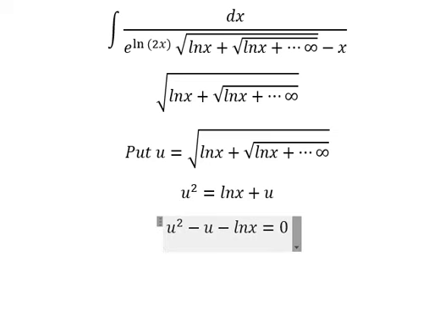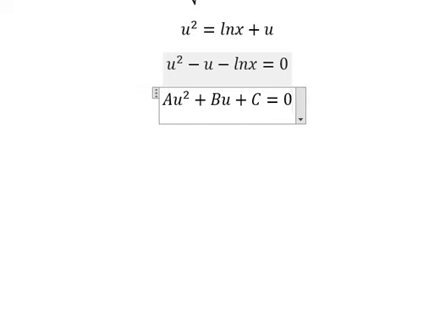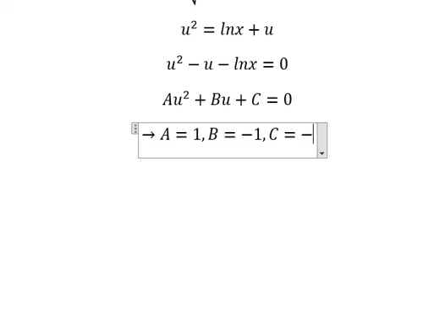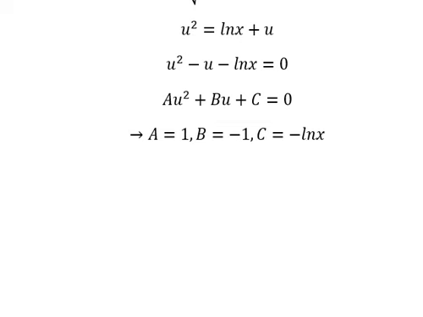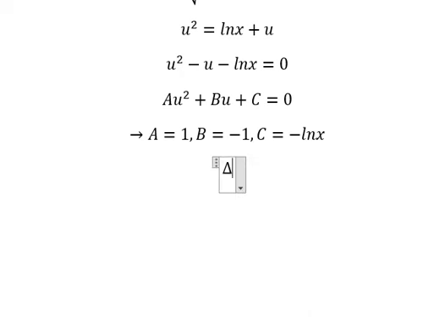Now we can apply the formula of this one, that is a u squared plus b u plus c equals 0. So in this situation, a equals 1, b equals negative 1, c equals negative f and s. So in this situation, we need to find the determinant, delta equals b squared minus 4ac.